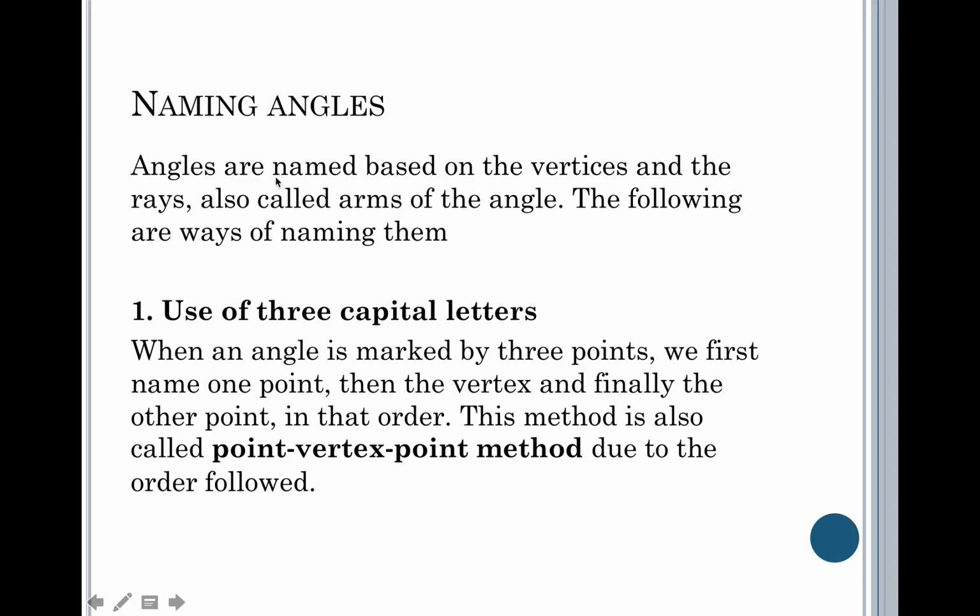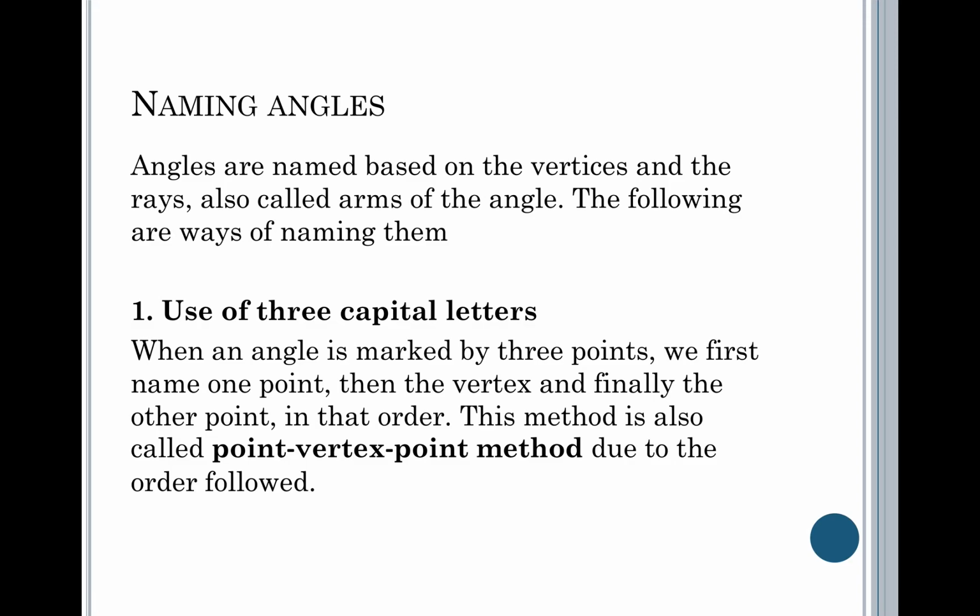Naming angles. Angles are named based on the vertices and the rays, also called arms of the angle. The following are ways of naming them. Number 1, use of 3 capital letters. When an angle is marked by 3 points, we first name one point, then the vertex, and then finally the other point, in that order. This method is also known as the point, vertex, point method, due to the order followed.